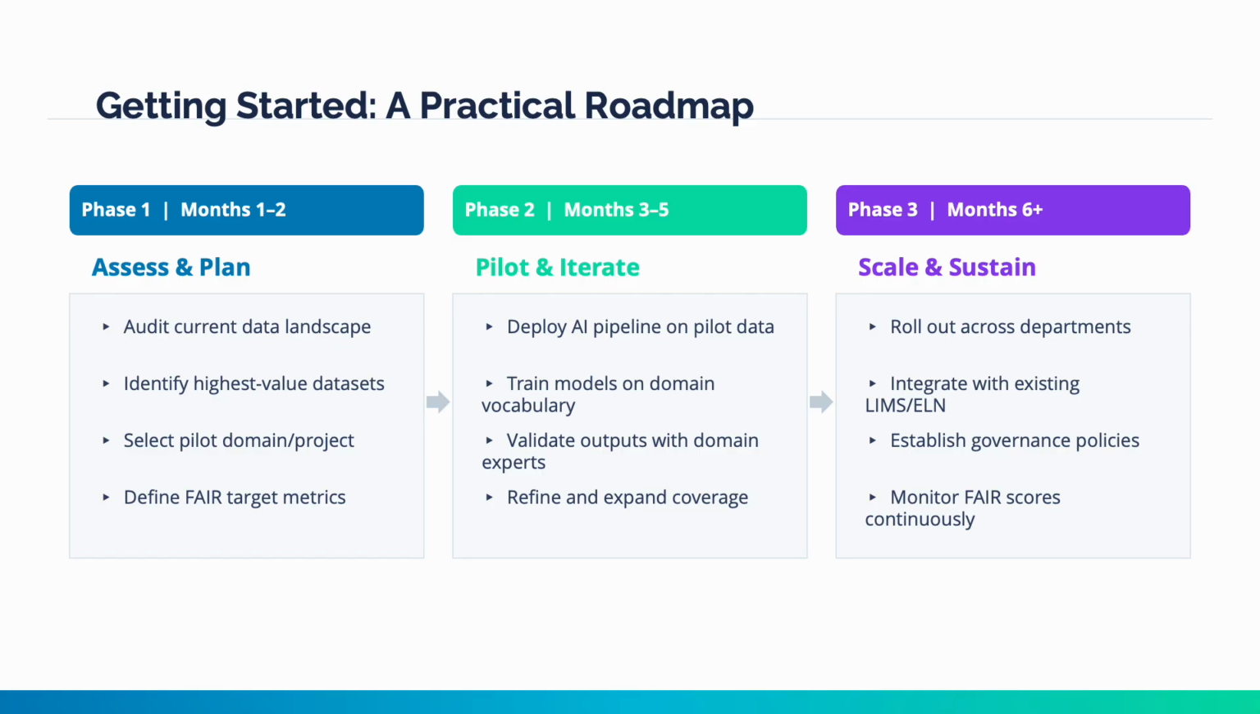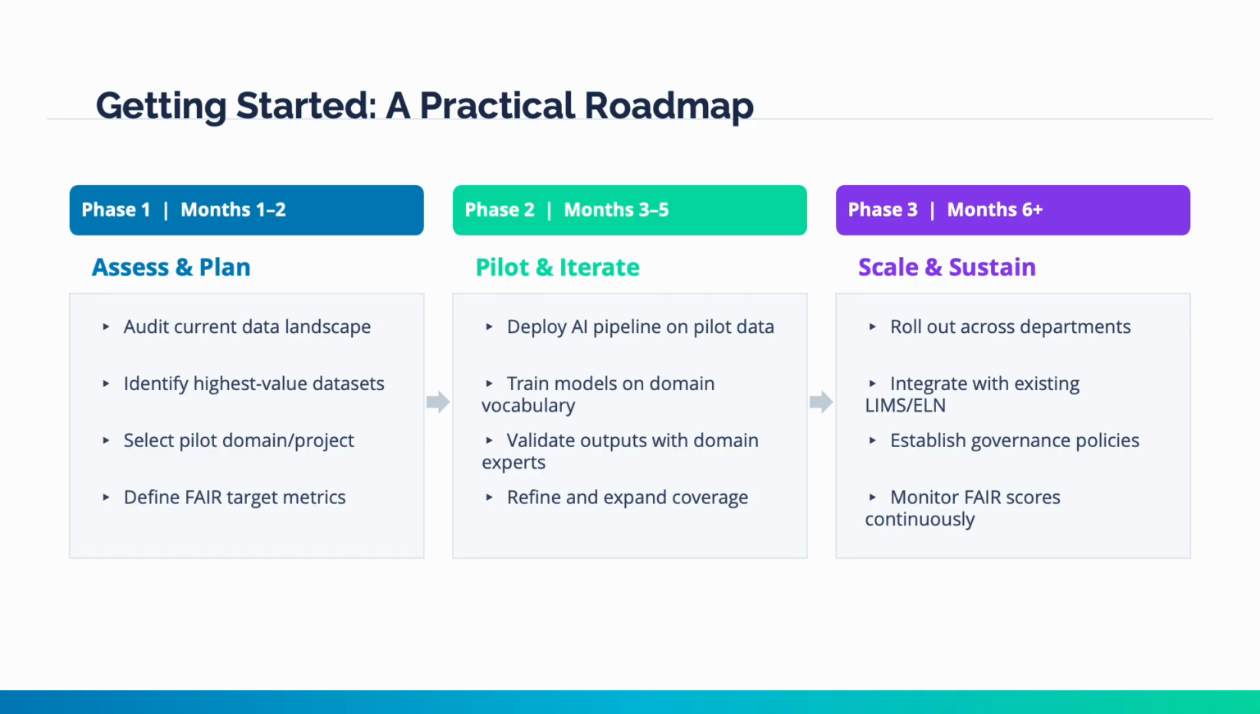Phase 2 spans months 3 through 5. This is your pilot and iterate phase. Deploy the artificial intelligence pipeline on your pilot data. Train models on your domain-specific vocabulary. Validate outputs with domain experts and refine and expand coverage based on what you learn.